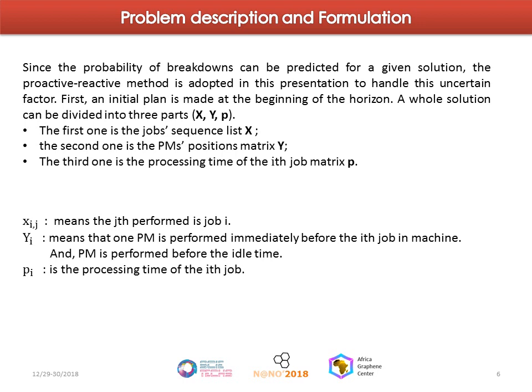First, the initial plan is made at the beginning of the horizon. Our solution can be divided into three parts: X, Y, P. The first one is the job sequence list. The second one is the PM position matrix. The third one is the planned processing time of each job matrix.